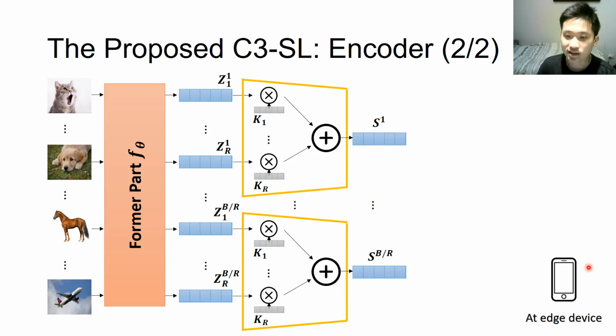It's worth noting that the operation is continuous. So, during the backpropagation, the gradients could be calculated. However, C3-SL does not compute the gradients for keys or update the weights of keys. This reduces the computation burden compared to dimension-wise compression techniques.